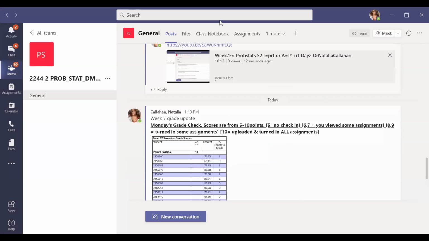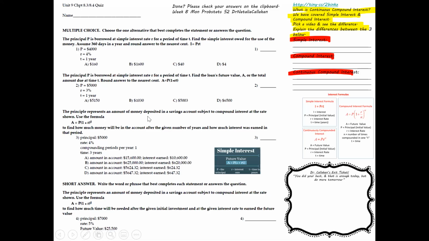All right, so with that said, let's go back to your assignment. So this right here is your quiz for today. Again, when you're done, Google the difference between simple interest, compound interest, continuous compound interest. And when you're done with that, your exit ticket today is right here on the very bottom.